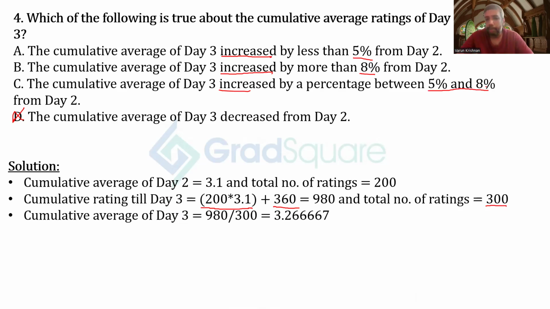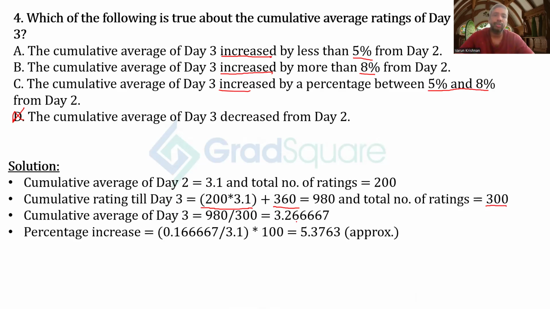So how much has it increased by? To calculate that, it's a simple percentage calculation. From 3.1, it has gone to 3.266667. So it has increased by 0.166666. And what percentage of 3.1 is that? If we calculate that, we will get this value as 5.376 approximately. So it lies between 5% and 8%, and that's why the answer will be option C. Right? It is a percentage calculation question.